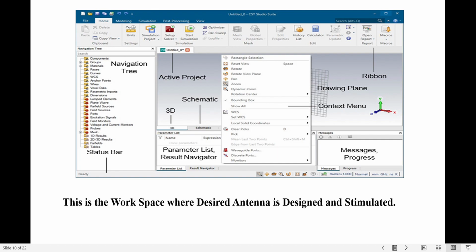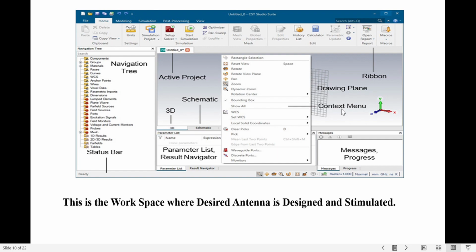So this is the actual template of CST. On the left side there are components, groups, materials, phases, curves and so on. So we can design by using these components and techniques. We'll be giving dimensions to the antenna, we are giving feed, we'll be giving power energy to the antenna to get the radiation pattern done.